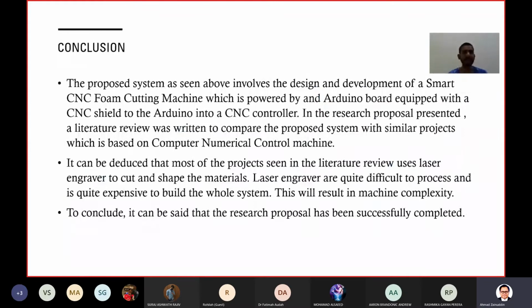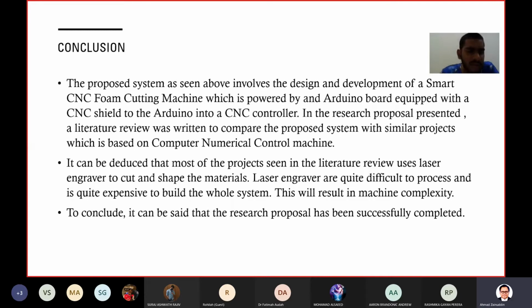To conclude, we can say the proposed system as seen above involves the design and development of a smart CNC machine, which is powered by Arduino board and which is equipped with CNC shield. And in this research proposal presented, a literature review was written, and also to compare the proposed system with similar projects.